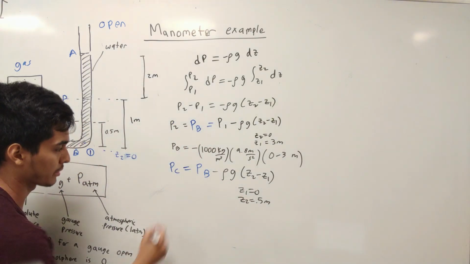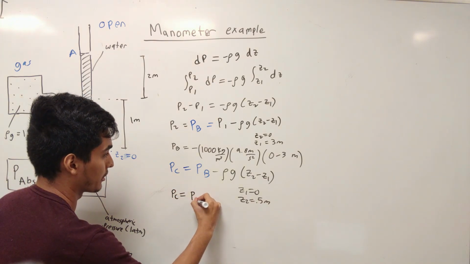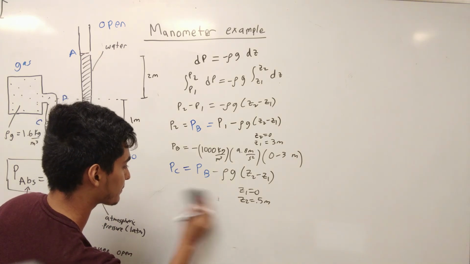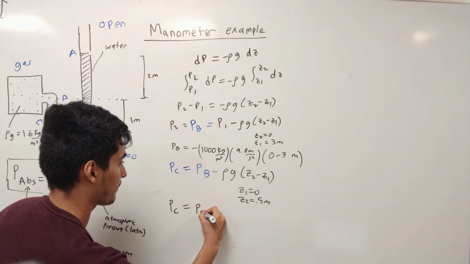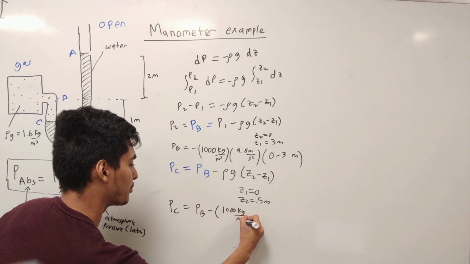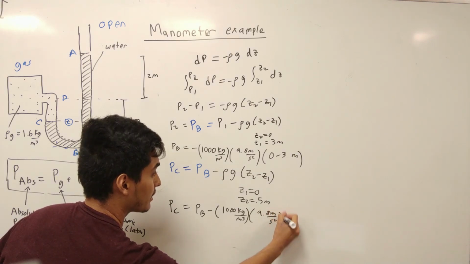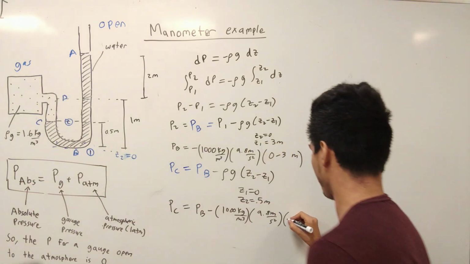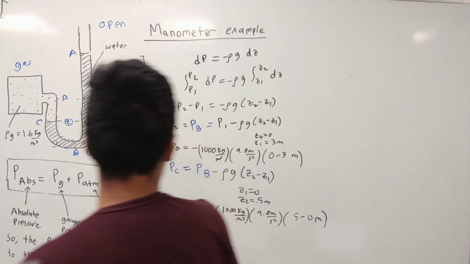And plugging this guy in, we're going to see that PC is equal to PB, which we already solved for, minus, again, the same variables. Minus 1,000 kilograms per meter cubed, 9.8 meters per second squared, times 0.5 minus 0. It's really hard to tell whether I'm slanting or not. So that's going to be our PC.